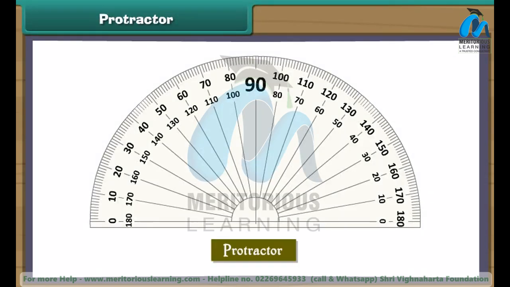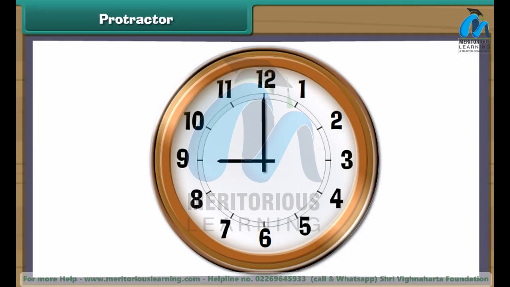Protractor. Protractor is a semicircular geometric instrument. It has degrees marked on it from 0 to 180. Let us measure the angles made by the hands of a clock with the help of a protractor.